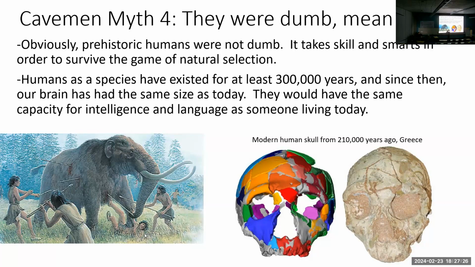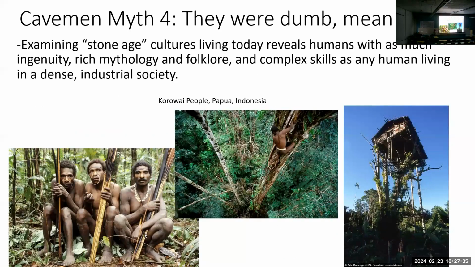And this is an example. Here's a human skull of our species with the same brain case size from Greece from 210,000 years ago. And again, if you look at cultures today, which are classified as Stone Age, you find that they have a lot of sophistication and intelligence. They have rich mythology and folklore, and they have skills that are as impressive as a human living in a dense industrialized society. For example, these are the Korowai people of Papua, Indonesia.